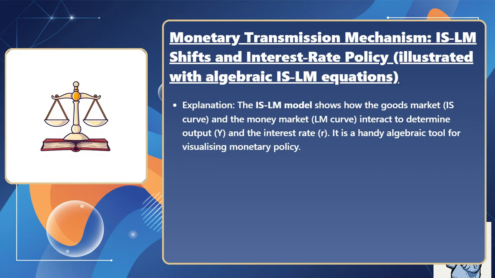Explanation: the IS-LM model shows how the goods market (IS curve) and the money market (LM curve) interact to determine output Y and the interest rate. It is a handy algebraic tool for visualizing monetary policy.